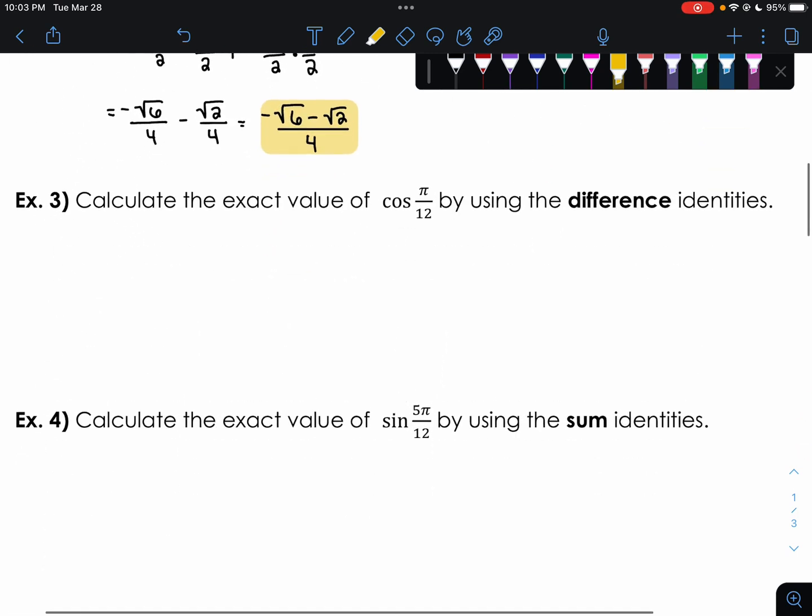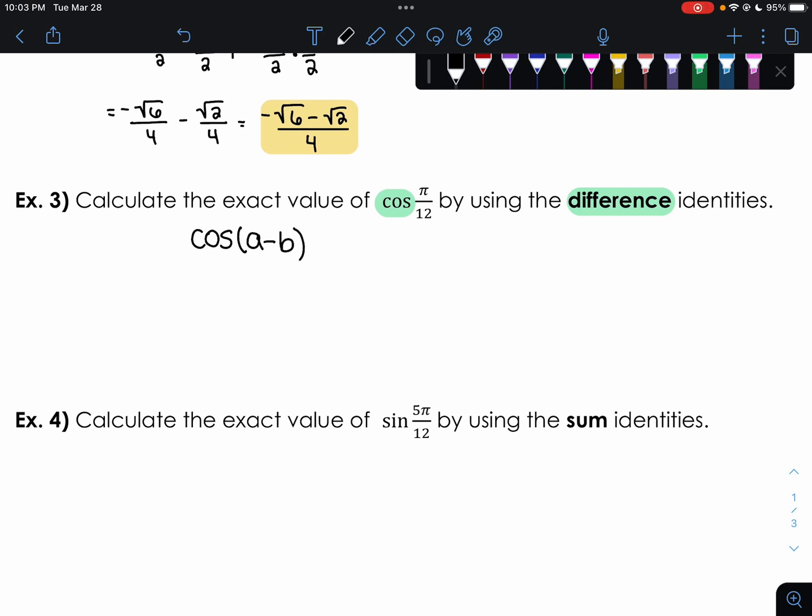Looking at our next one, we want to calculate the exact value of cosine of pi over 12 by using the difference identities. It tells us that we are using the difference identities and we are using cosine. So the cosine difference identity, we use this in example 1, is cosine of a minus b equals cosine of a times cosine of b plus sine of a times sine of b.